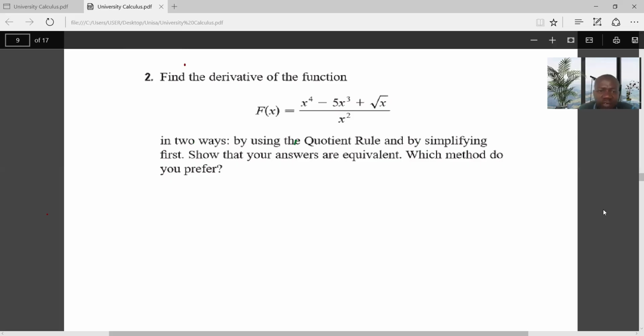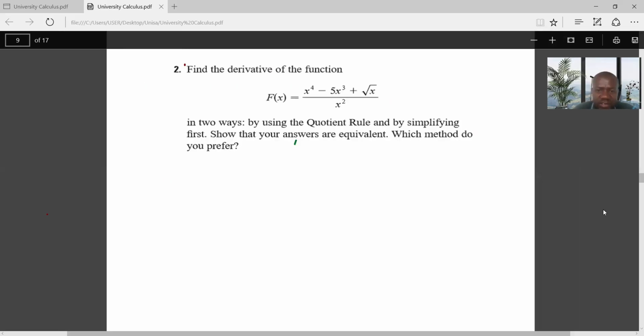The next question we're given says, find the derivative of the function in 2 ways, by using the quotient rule or a simplification first. Why quotient? Because this is a fraction. Okay, let's start with the first one. Method 1. Let's just use simplification.